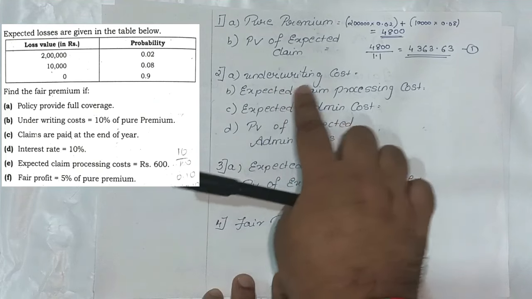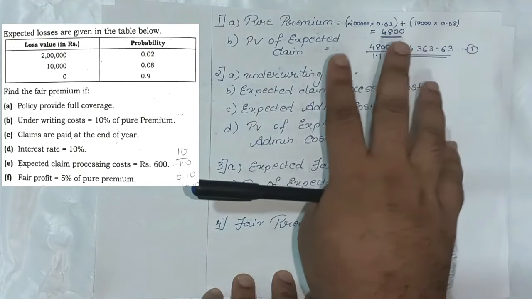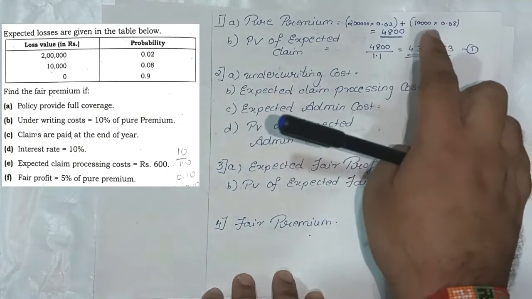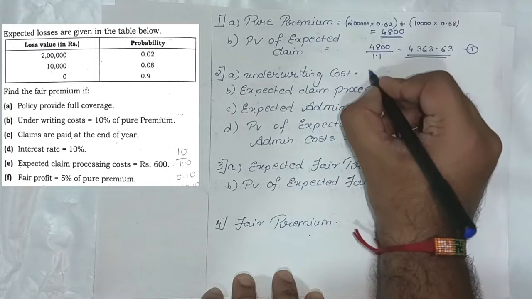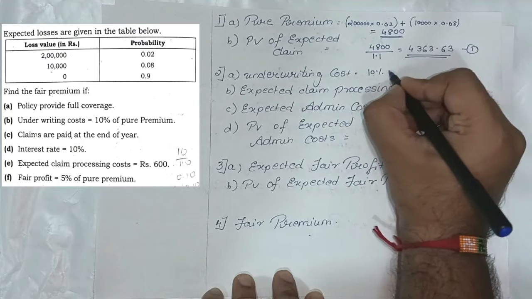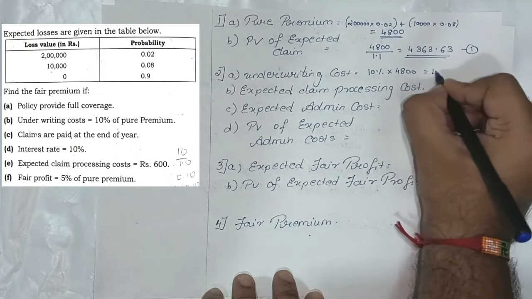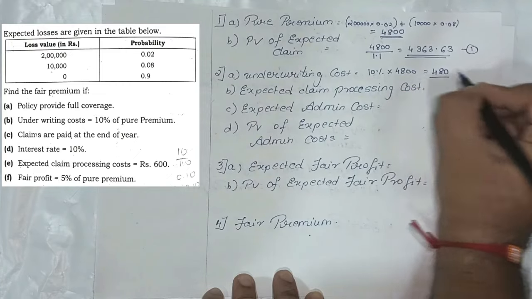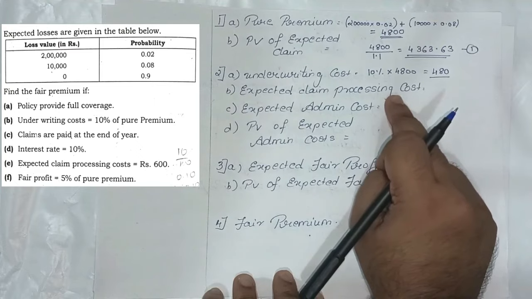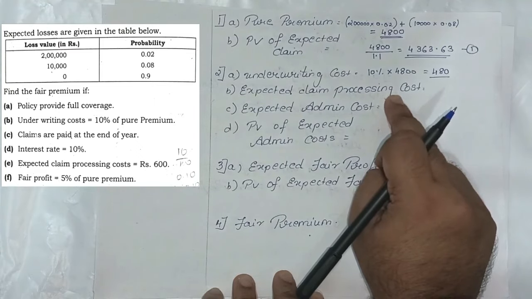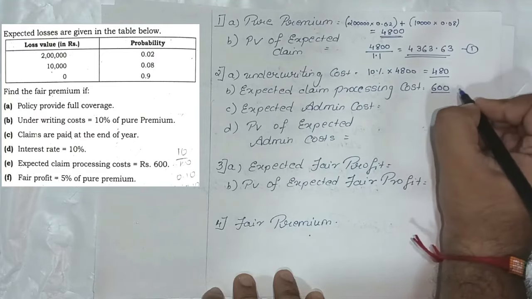Now second, underwriting cost. Clearly the formula was, it is always a percentage on the pure premium. Now they have given you underwriting cost is 10% of pure premium in the question. So 10% of 4,800 comes to 480. Okay, expected claim processing cost. They have already given you in the question, expected claim processing cost is rupees 600. So I'm noting it down as 600.